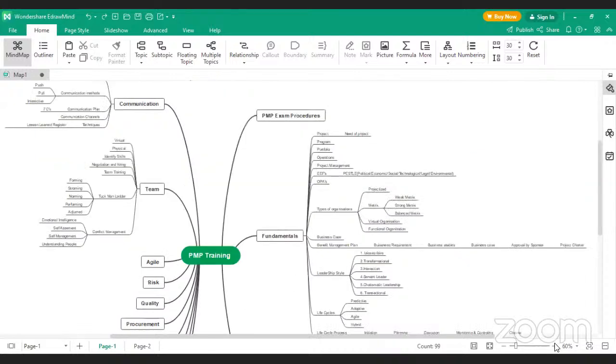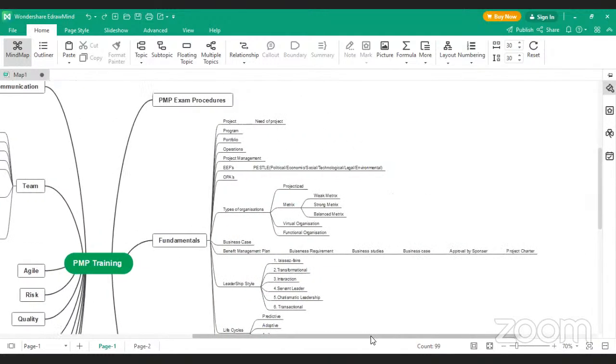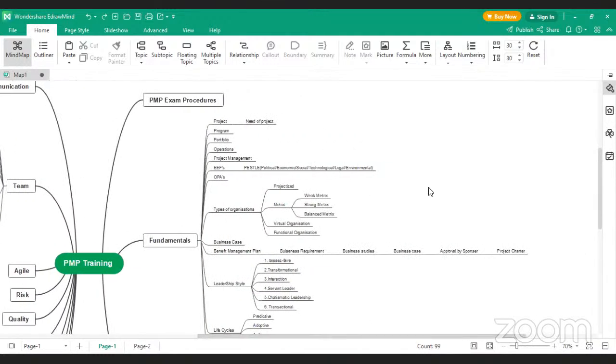So I will go through fundamentals first. In fundamentals, we discussed first of all the project, what is a project and why do we do projects, what is the need of the project. And then we discussed the program, what is a program, and then portfolio, what is a portfolio, and then operations, what is the difference between projects and operations. And then we discussed project management, what is project management, and then some tools and techniques for business evaluation and business values. We have some internal and external business values to find.